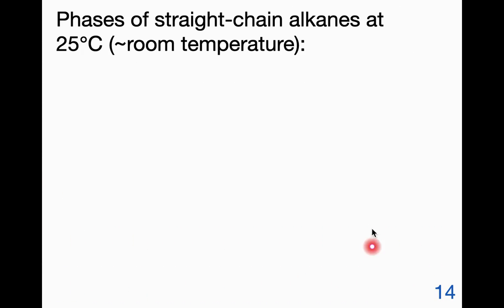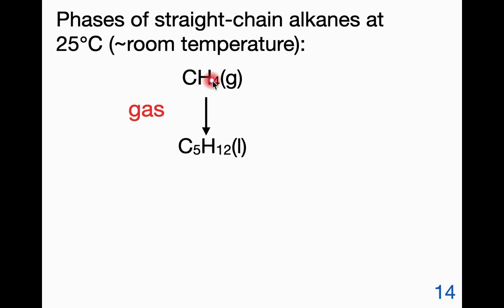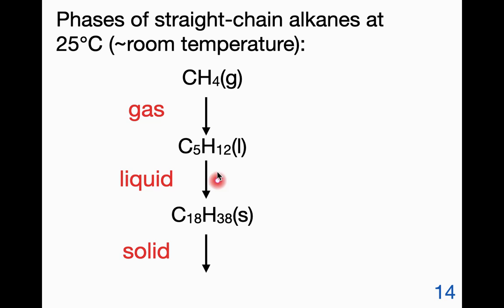Okay, and last, phases of straight chain alkanes at 25 degrees Celsius. Methane, CH4, all the way to C4H10 would be a gas, but once you hit C5H12, the dispersion forces are sufficient for the compound to be a liquid. And that's the case up until C18H38, when the dispersion forces are enough to make it a solid. So between these two, it's a gas, these two a liquid, these two a solid. And why? Because of the dispersion forces.